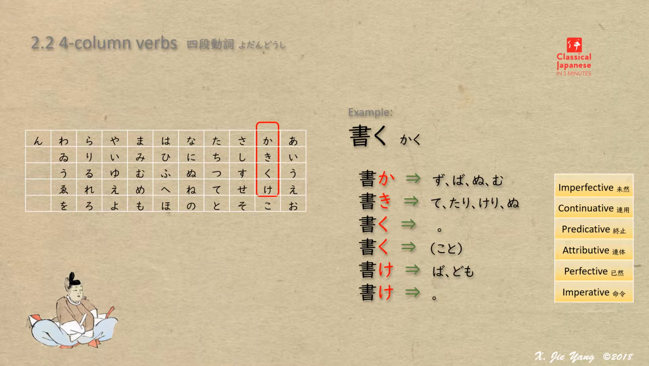Zu, ba, nu, mu, and the verbs in perfective, mizen form. Te, tari, keri, nu, in continuative, renyo form. To modify a noun in attributive, rentai form, with ba, domo, in perfective, izen form. Here, in each form, I list only a few helper verbs as examples.